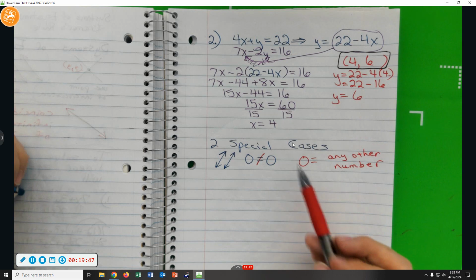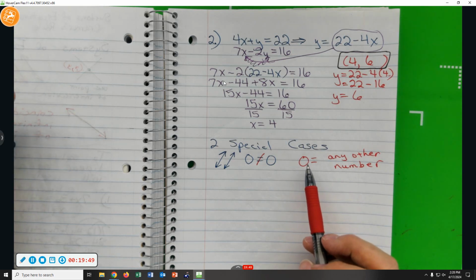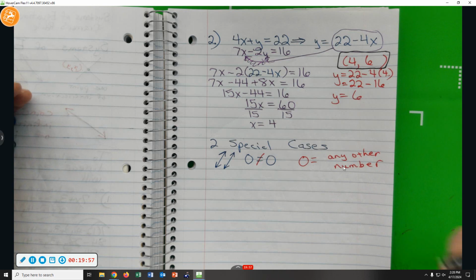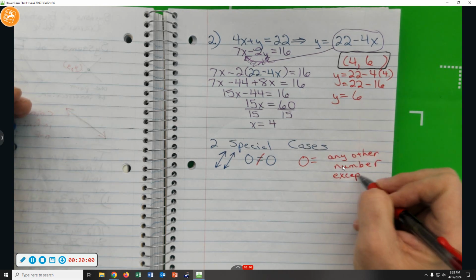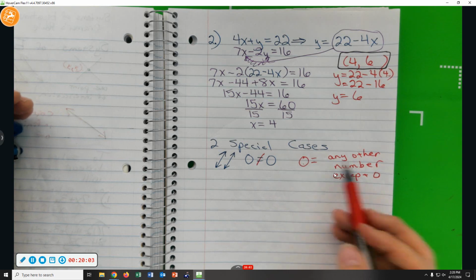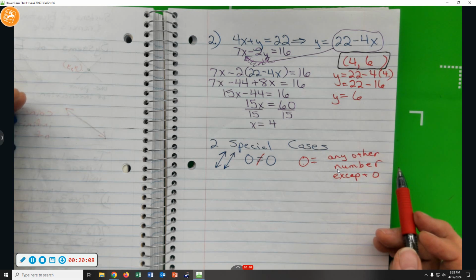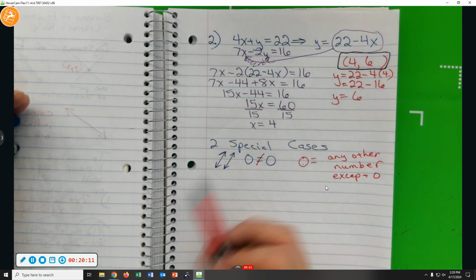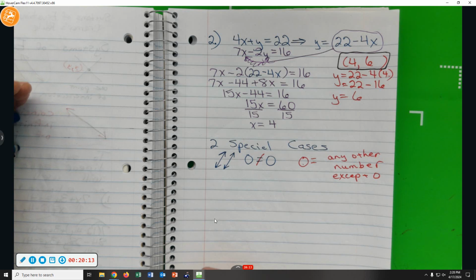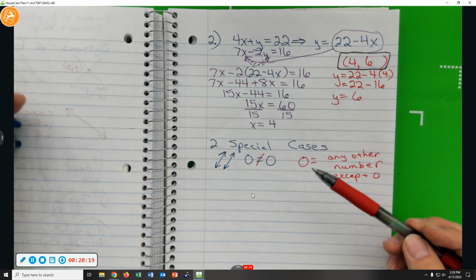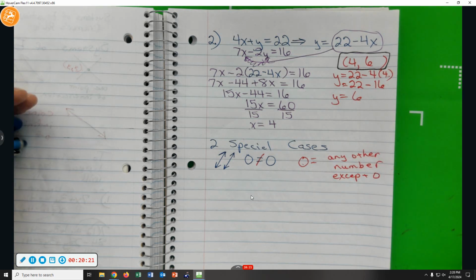0 equals 7. If that happens, all the x's and numbers subtract out, except you have 0 on one side and some other number, not 0. Any other number except 0, like 0 equals 7 or 0 equals 3. How often does 0 equal 3? Never. In which case, the lines never intersect. There's no solution. You're looking at parallel lines. If the x's cancel out and you wind up with 0 on one side and something other than 0 on the other side, you're looking at parallel lines.